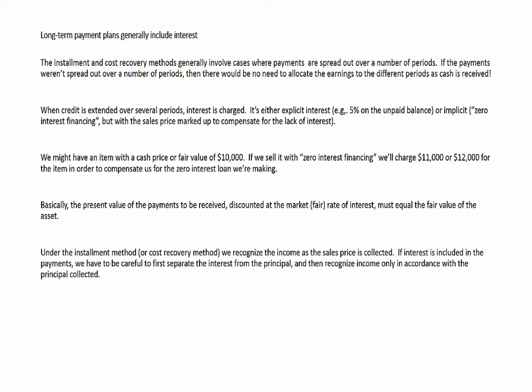Now, under the installment method or the cost recovery method, we recognize the income or the profit as the sales price is collected. If interest is included in the payments, then we have to be careful to first separate the interest from the principal and then recognize income only in accordance with, or in proportion to, the principal that's been received or collected. Let's go ahead and do a quick example.